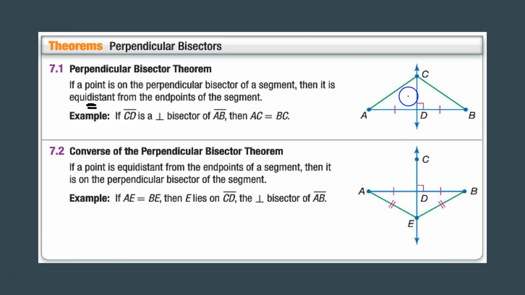So, for example, we know that CD is a perpendicular bisector. Remember, it makes this symbol, which also means you would know that you have 90 degrees in there, which is why this is marked, of AB. Then we know that this side, AC, is equal to side BC. And the converse is just saying the reverse of that. So it goes backwards for this one.